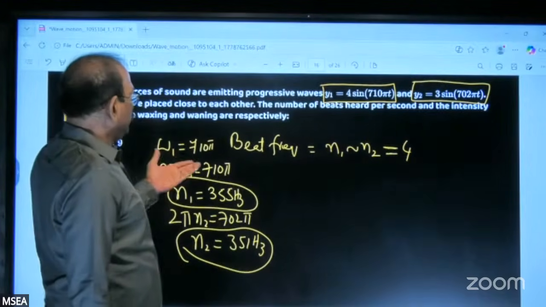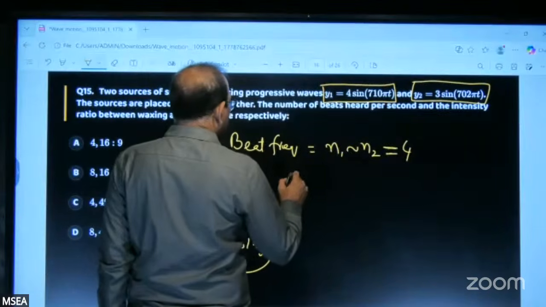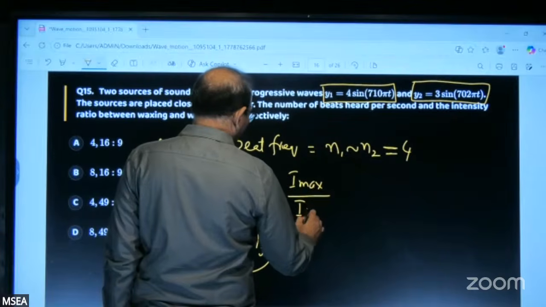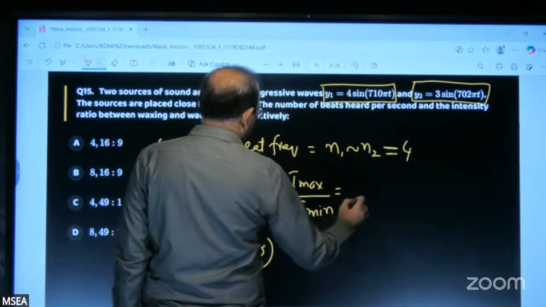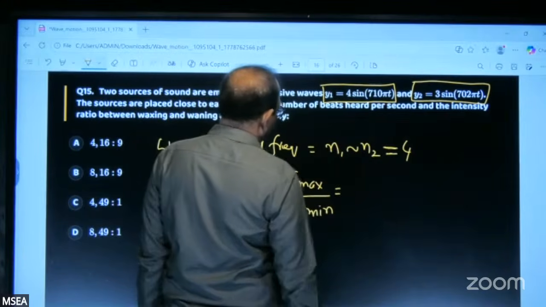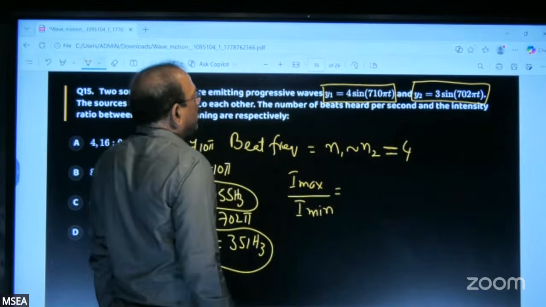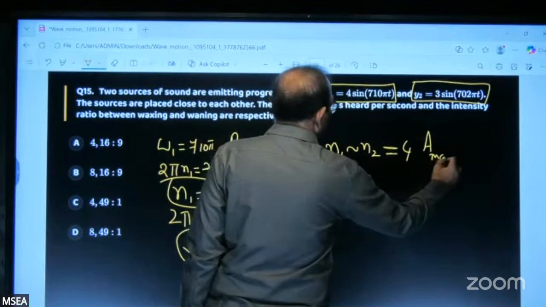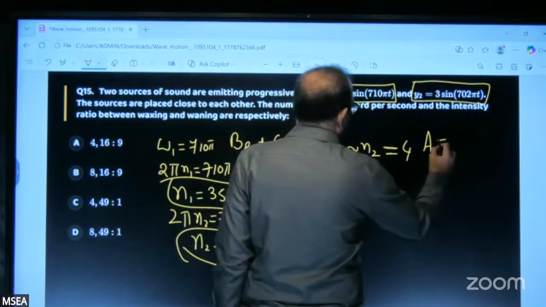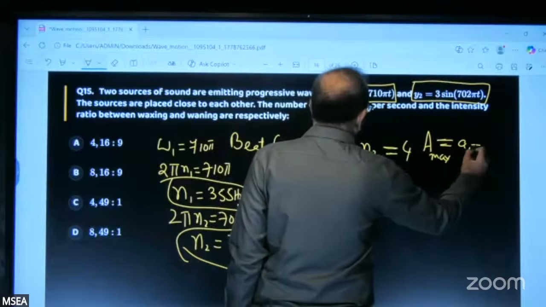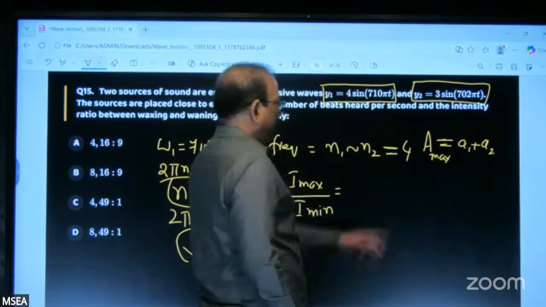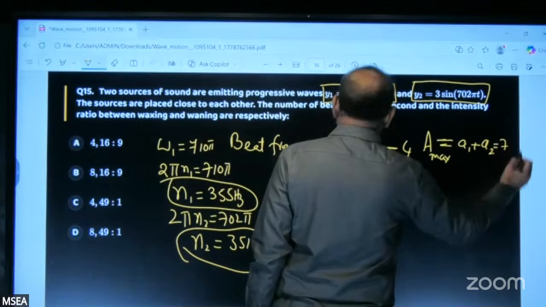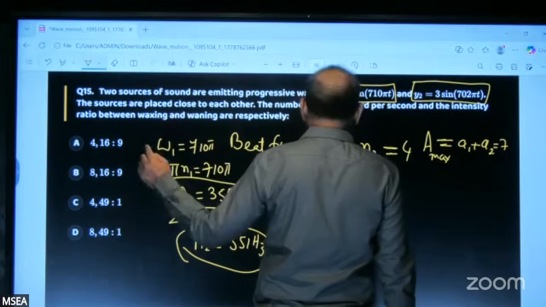Next, intensity ratio. Maximum intensity I max and I minimum, their ratio. What is maximum amplitude, A max? If these two waves produce constructive interference, maximum amplitude you'll get is A1 plus A2, 4 plus 3, 7. 49 is there. Option C.